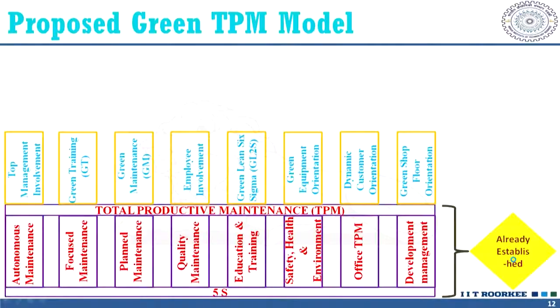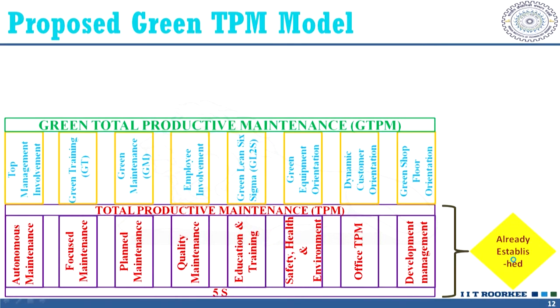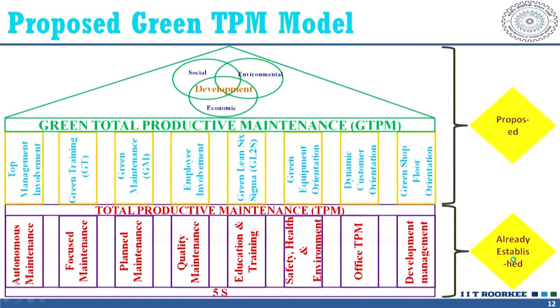And the green shop floor orientation: the employees working on the green shop floor, the shop floor men, should be oriented so that they are involved in all the activities related to green. The activity outcomes should have less impact on the environment, like a lower carbon footprint. Then these 8 pillars will lead towards green total productive maintenance, which basically leads towards development. Which kind of development? We talked about the TBL approach: social development, environmental development and economic development. And this is the proposed model. So, this is a whole model, a 2-story model.